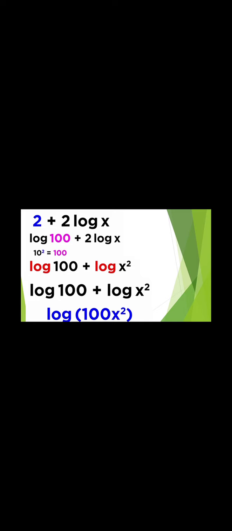So log of 100 is the same as the number 2. That gives us log of 100 plus 2 log x. Now, just the way we can bring an exponent to the front, we can push a coefficient up over this term. So, 2 log x can be log x squared. And now, we have a sum of logs with the same base, so we can combine them to get a product. And log of 100 x squared is what we get.